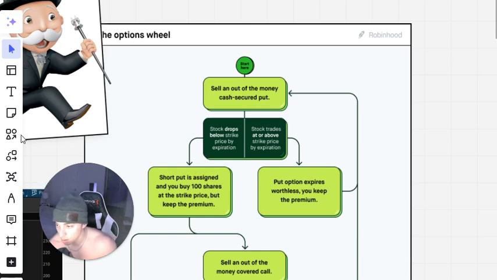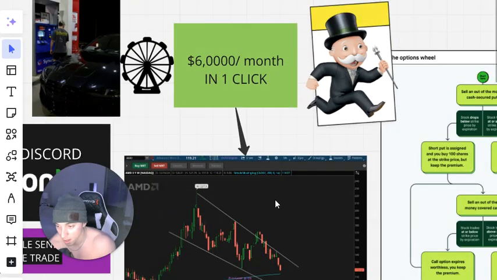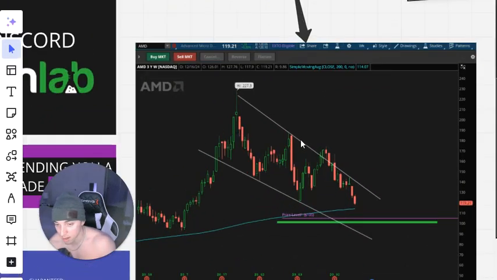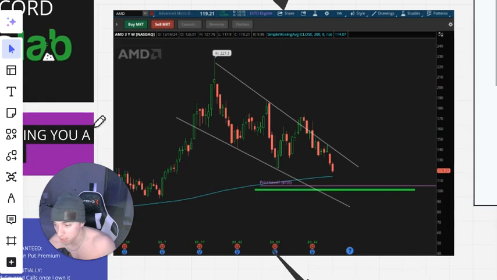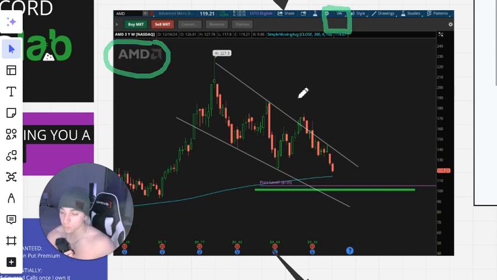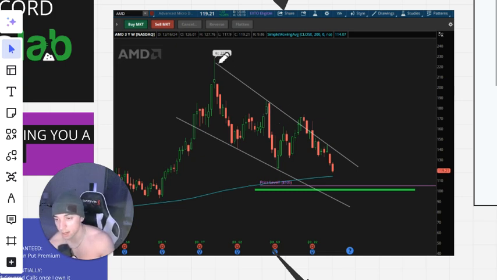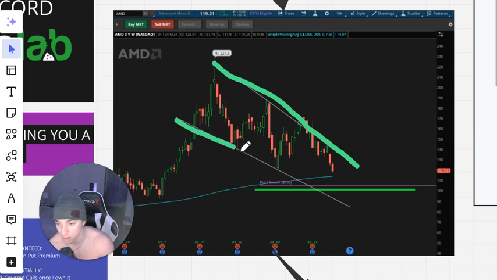So let's go into the actual trade that I'm about to take for 6K. And the stock that I'm doing this on is AMD. And right here, I have a 3-year chart open. And right now, AMD is forming this kind of like downward channel here. You could see on my trend lines.